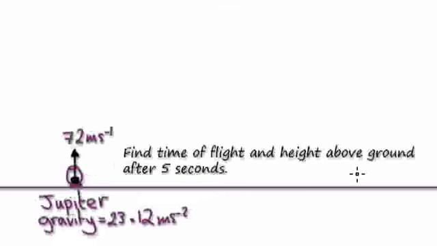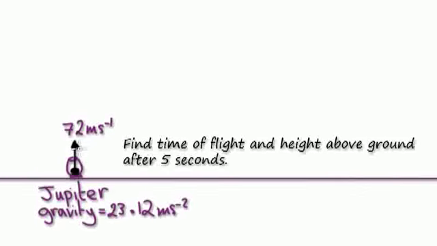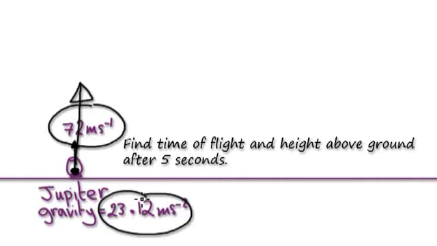Okay, let's give you guys some more practice. So now we're on Jupiter. We're going to fire a cannonball at 72 meters per second upwards. Gravity on Jupiter is this. The first question is to find out the time of flight.